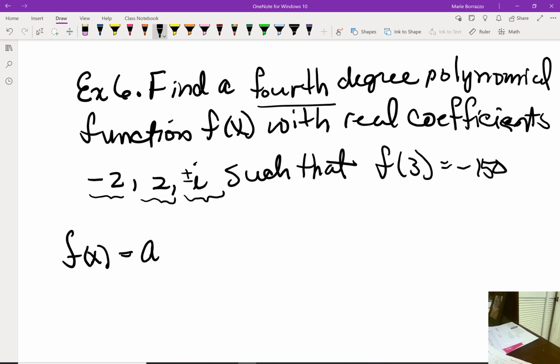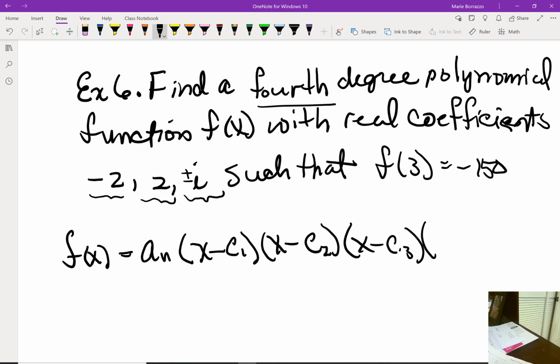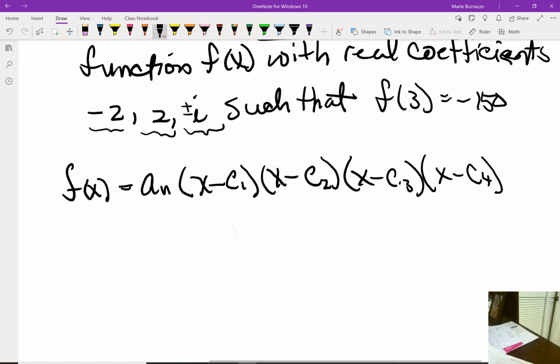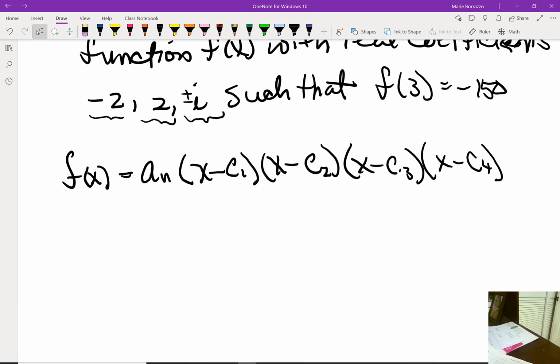is equal to a sub n, which is some coefficient we're going to find, times x minus c1 times x minus c2 times x minus c3 times x minus c4. And so that's where we start. We already have c1, c2, c3, c4. Understand why I say that.